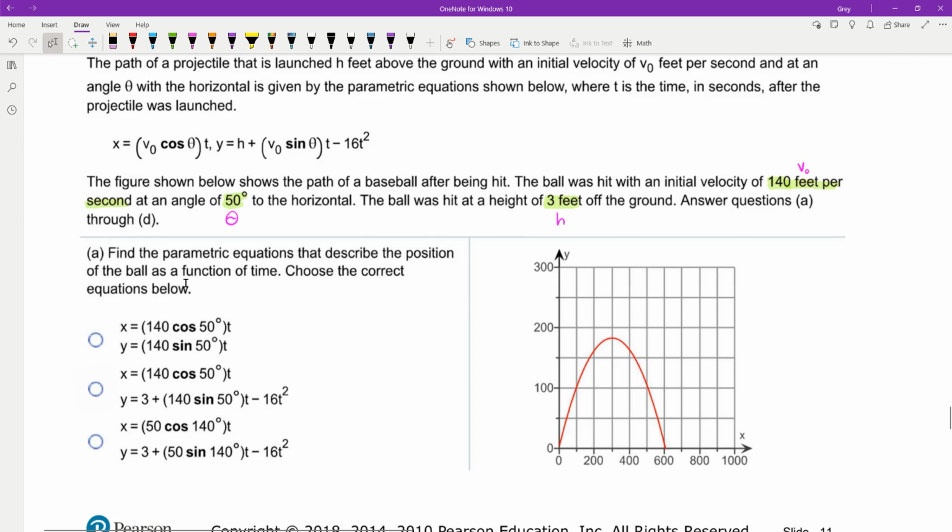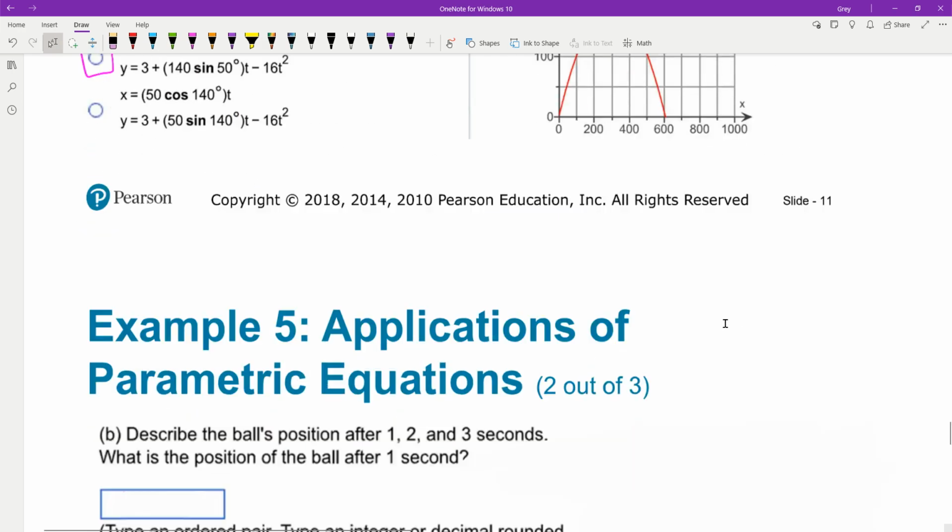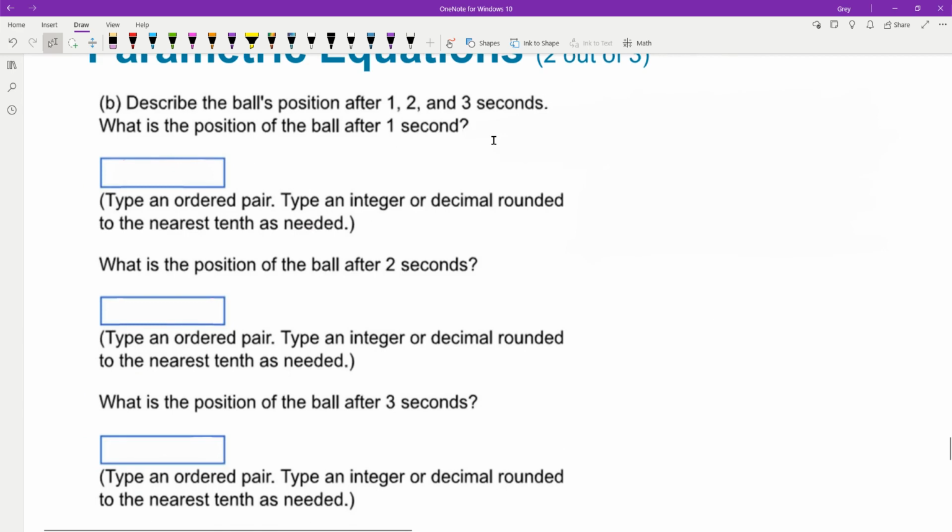It couldn't all fit on one slide, so we have lots of them. Find the parametric equations that describe the position of the ball as a function of time. Which of these, 1, 2, or 3, is going to model this particular function? Well, I have to have a minus 16t squared, so it can't be this one. The only difference between these two is whether the angle was 50 degrees or 140 degrees. It was 50 degrees, so this middle set are the equations that model this function.